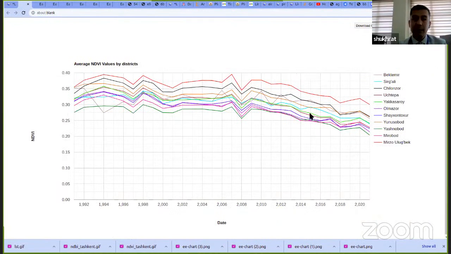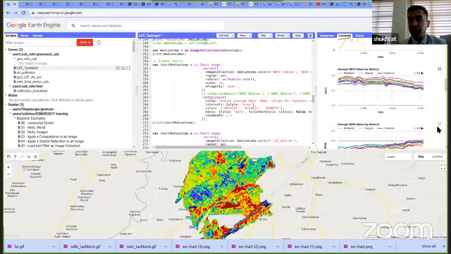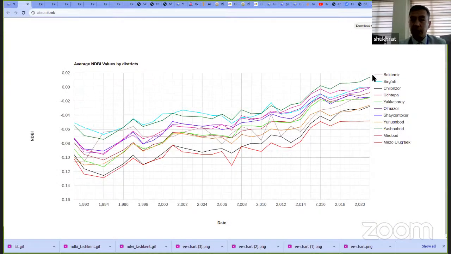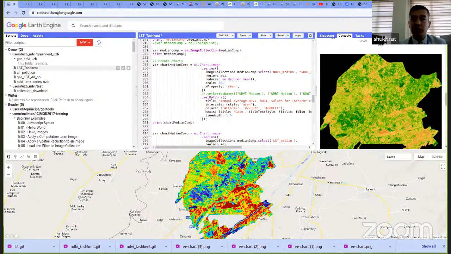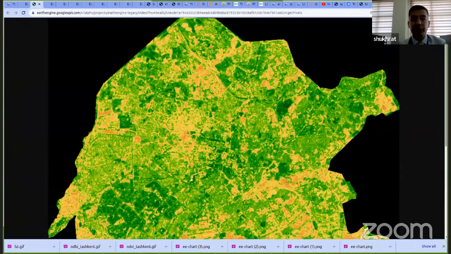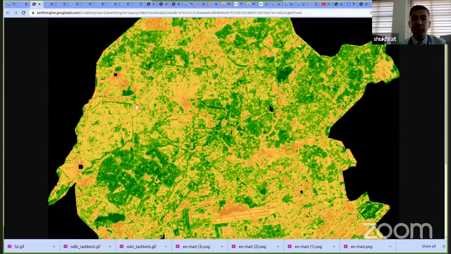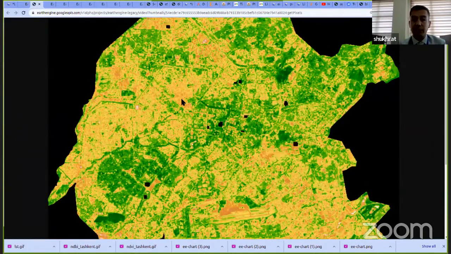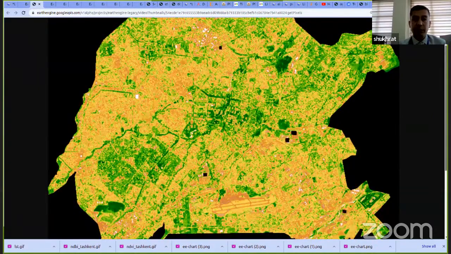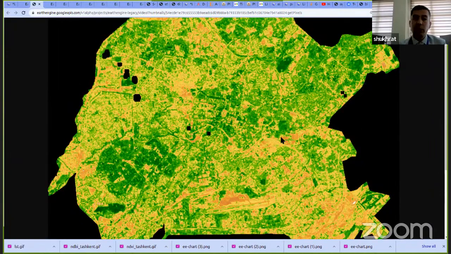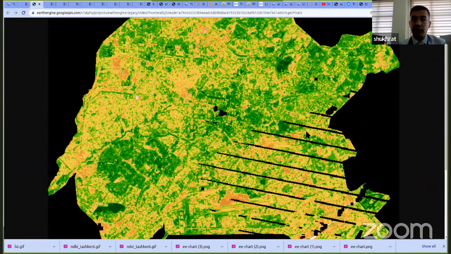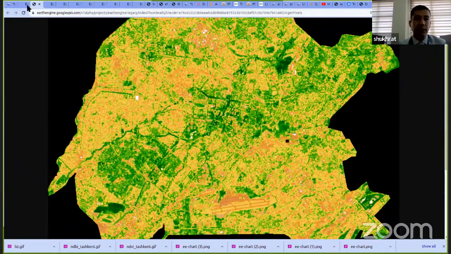And we can do the same analysis for each district. As you can see, vegetation has decreased for each district of Tashkent city, and buildup has increased for each district as well. And we can make animations like this using Google Earth Engine. Let me open this one. This is the vegetation index. Greenness is decreasing over the years; green is vegetation cover, and red areas are buildings. You can see how vegetation is declining and buildup areas are increasing. This one is from the 90s, and you can see how it changes to 2020. This shows how vegetation areas are declining dramatically.